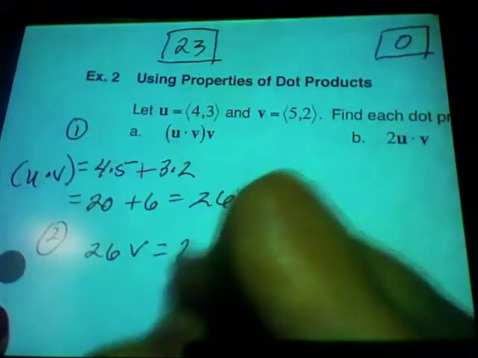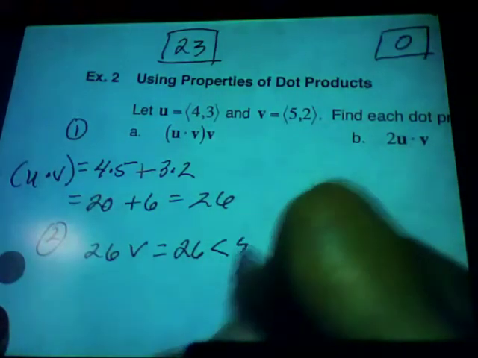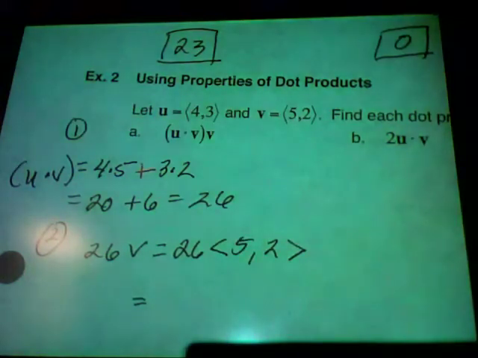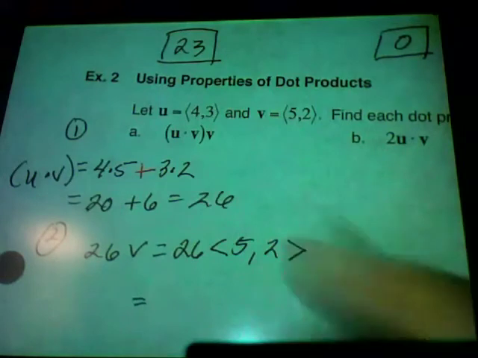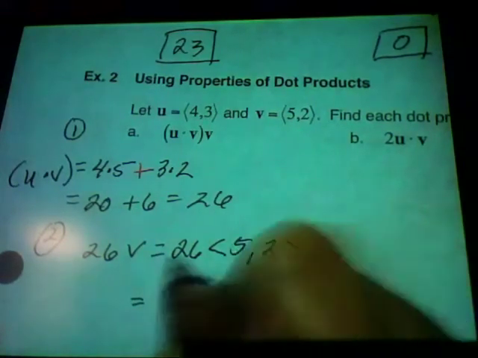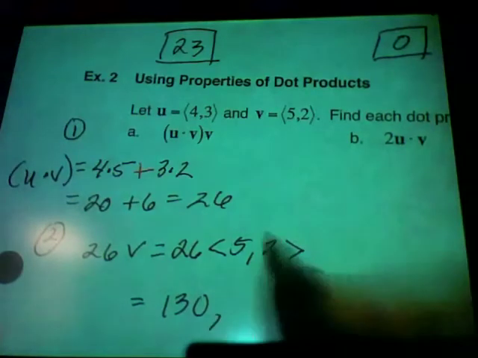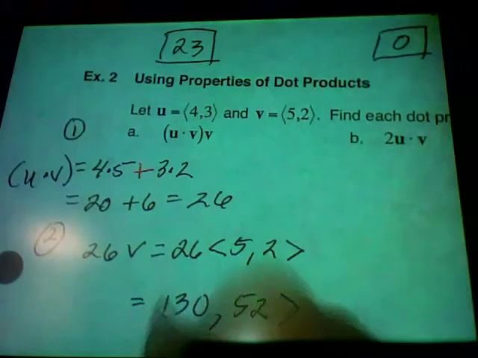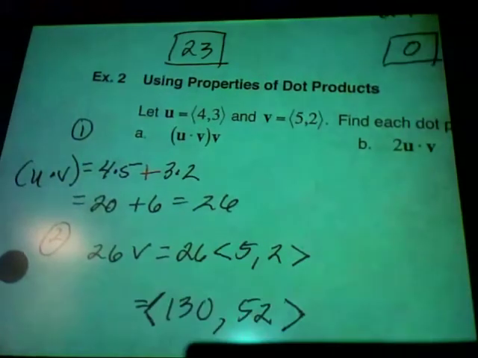Which would be 26 times 5, 2. And so I get 5 times 26 is 130, comma, and then 2 times 26 is 52. Now, doesn't my answer have an x and a y to it? So the answer to multiplying 3 vectors together actually gave me a vector, didn't it?